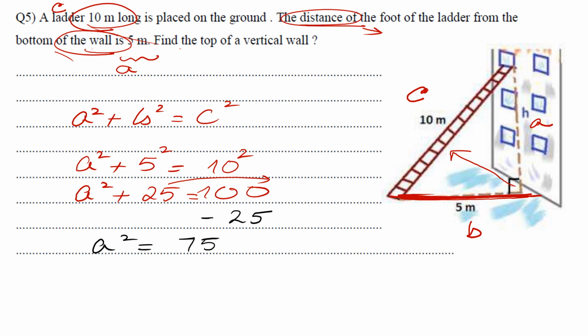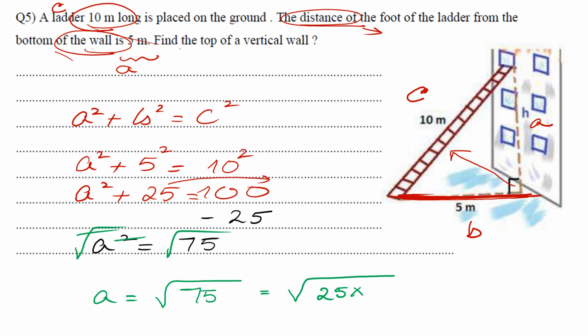Now to find the value of a, we take the square root on both sides. Square and square root cancel, and a equals the square root of 75. Keep the square root of 75 as it is because it's not a perfect square. But if your maths is very good and you can do mental maths, then you should know that 25 times 3 is 75. Now, the square root of 25 is 5. And the square root of 3 is not a perfect square, so keep this as it is.